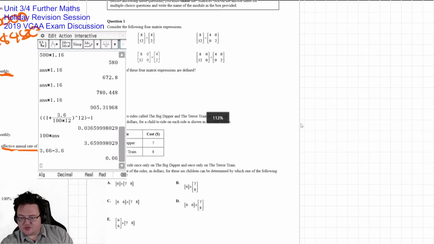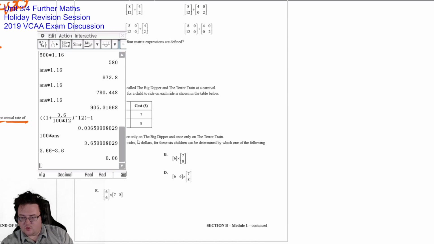2 rides called the Big Dipper and the Terror Train, costing dollars for the child to ride on each one. 6 children ride only once on the Big Dipper and only once on the Terror Train. The total cost of the rides in dollars for these 6 children can be determined by which of the following matrices? Which of these matrices are valid?